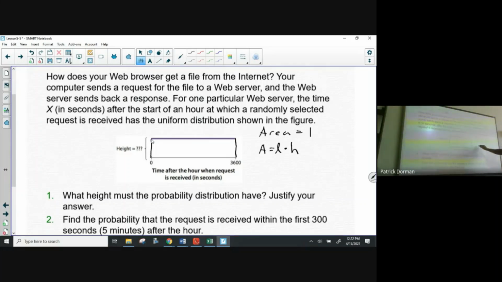Okay, so then we know that our area, 1, is equal to, what is our length? 3,600 times the height. So then in order to figure out what that height is, we'll divide both sides by 3,600, and we get that the height is 1 over 3,600.